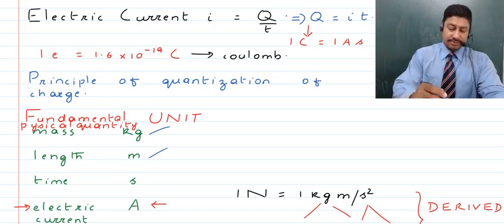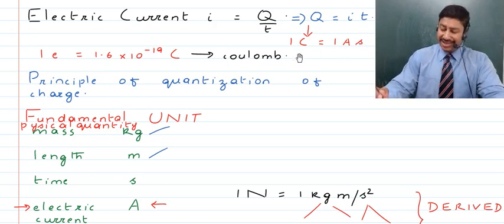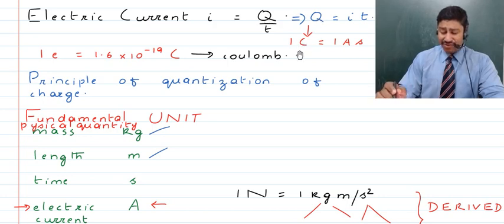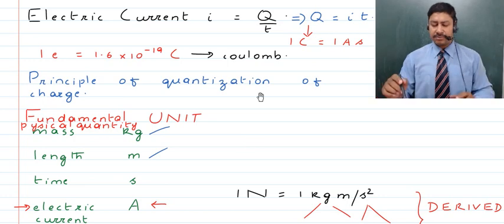That is, coulomb is a derived unit and ampere is a fundamental unit, right? So electric current is written to be the ratio of charge to time. The unit of charge is coulomb, right? And it's a derived unit which can be written in terms of two units: the unit of electric current, which is ampere, and the unit of time, which is second.